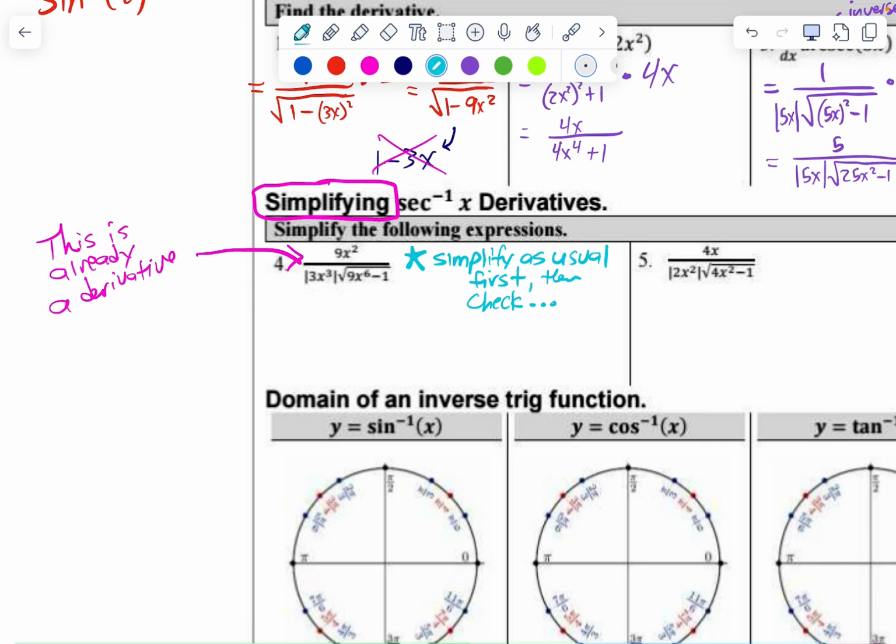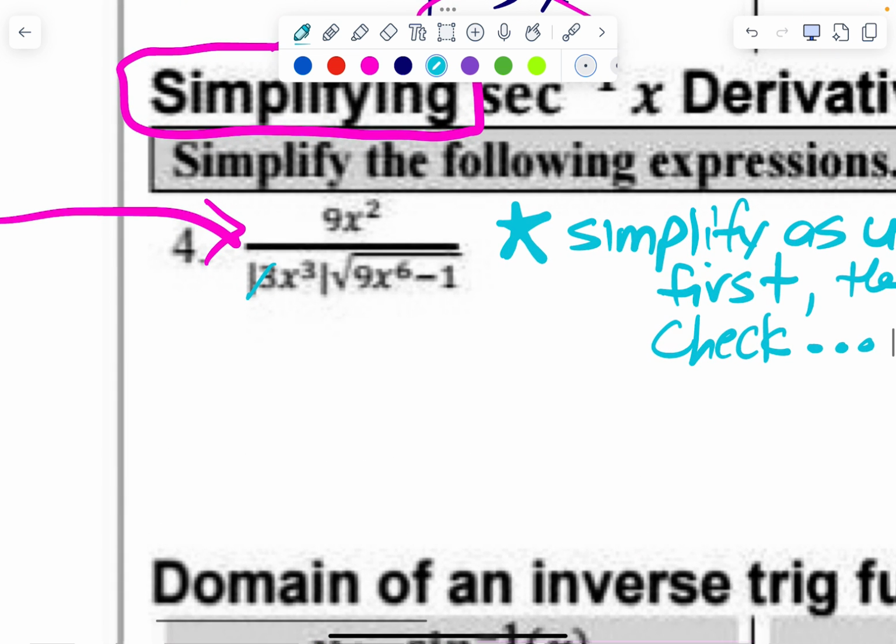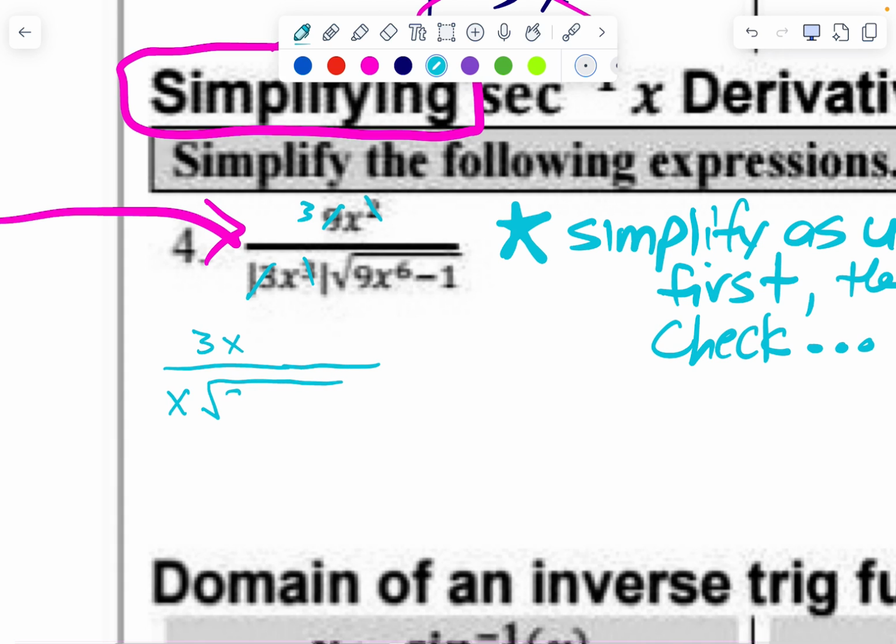But what can we simplify here to start? Pretend the absolute value is not there. What could you simplify? All right, so this 3 and this 9 become 3 on top in the numerator. How about the x's? Okay, so the x squared cancels 2 of the x's in the denominator. So let's rewrite. So this would be 3x over x. And then don't simplify anything inside the square root.